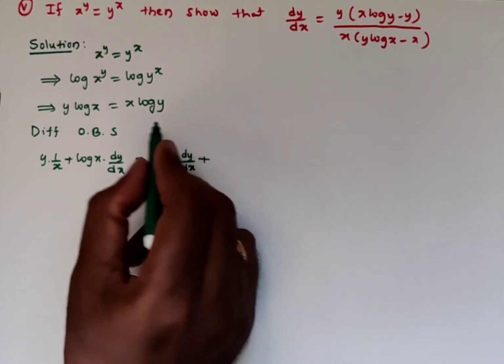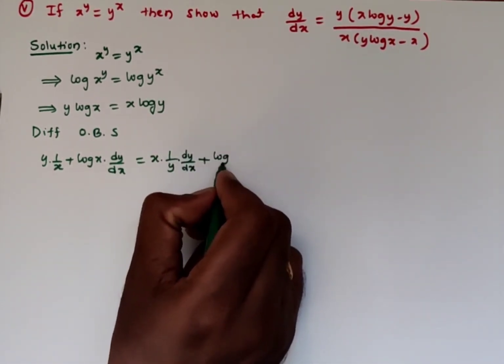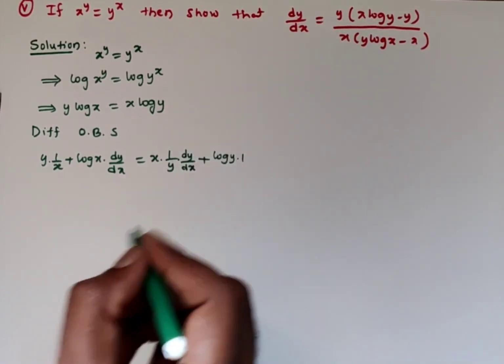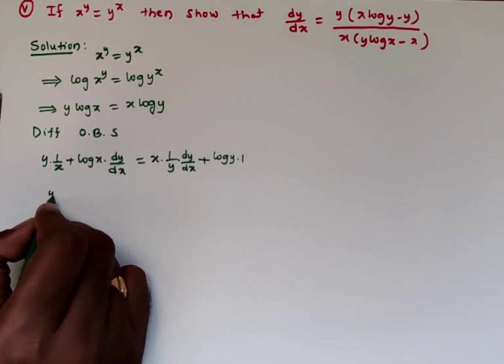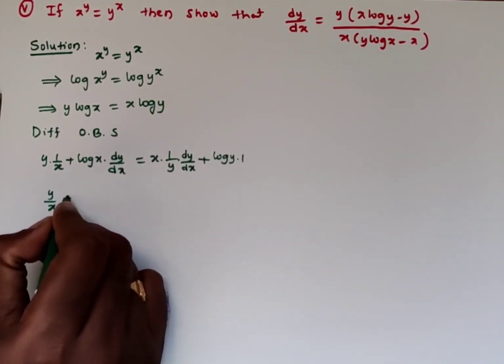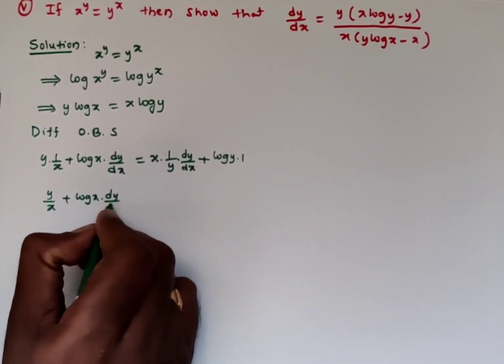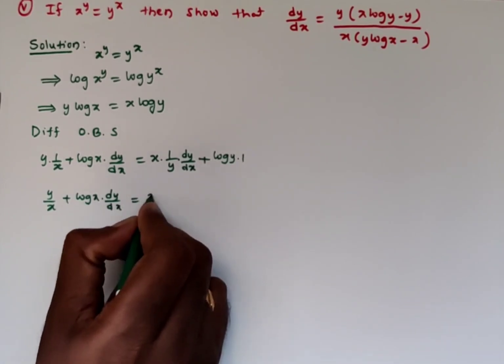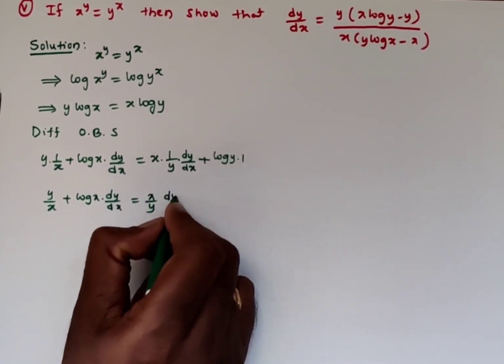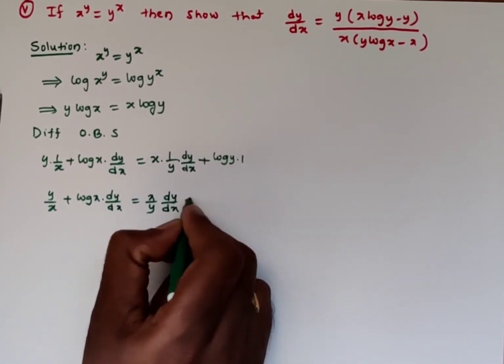Plus now log y into the derivative of x is 1. Now this is y by x plus log x into dy by dx. This is x by y into dy by dx plus log y.